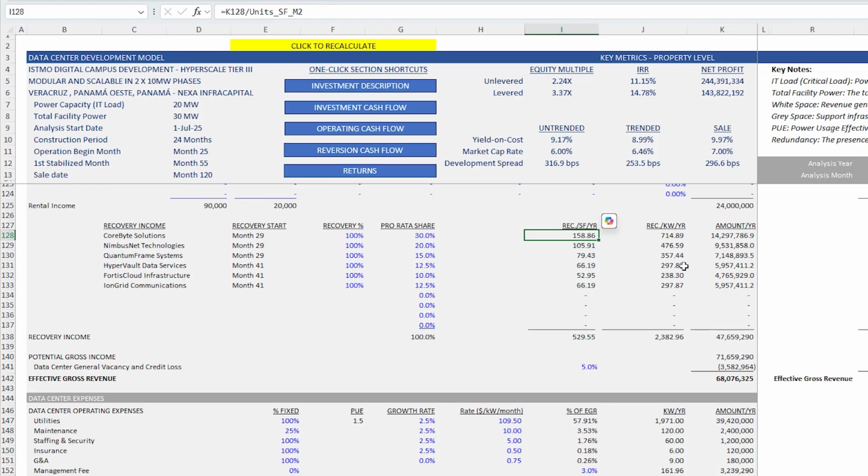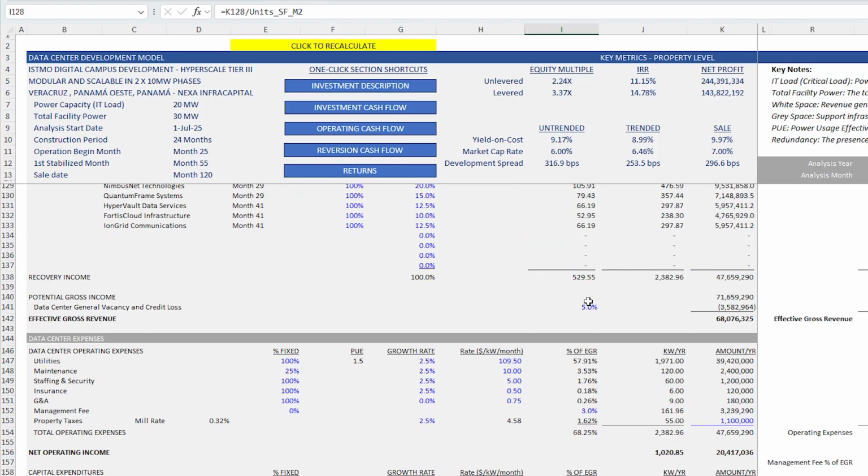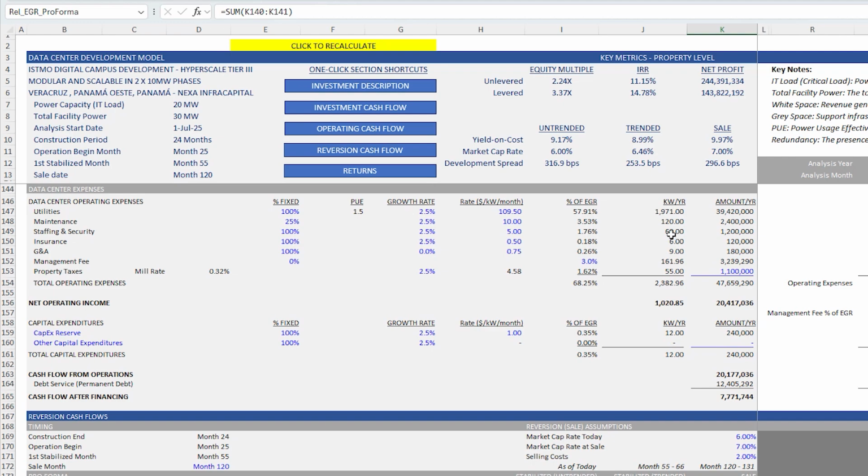And then you see some metrics out here to the right, which I won't get into anymore. They're pretty self-explanatory. Now, finally, we have a general vacancy and credit loss factor that you can add that gets us to an effective gross revenue line. We then move into expenses. So kind of typical data center expenses: utility, maintenance, staffing and security, insurance, general administrative, management fee, property taxes.